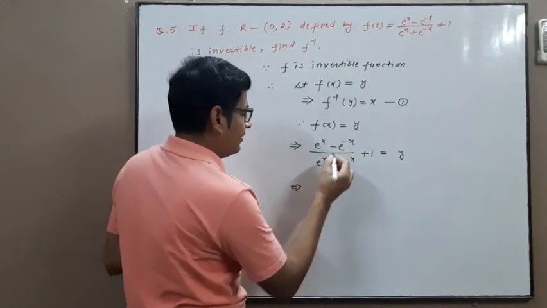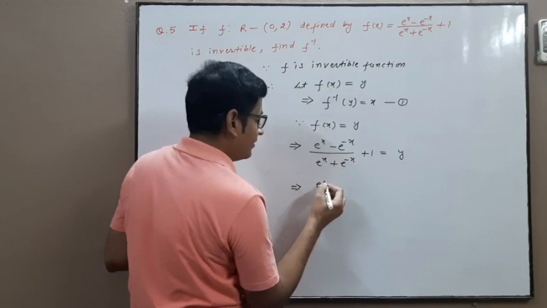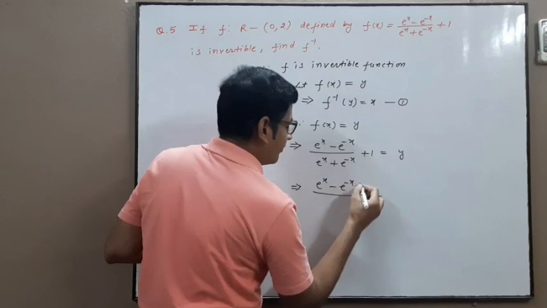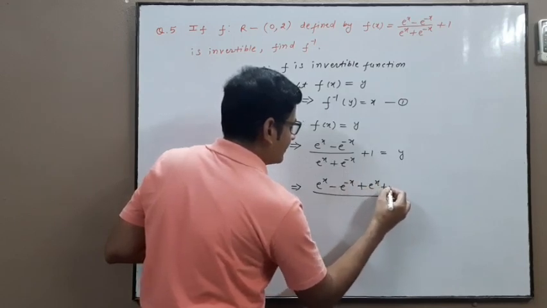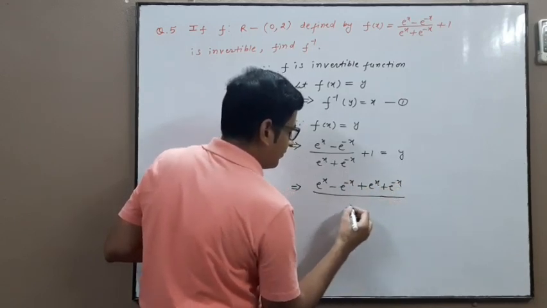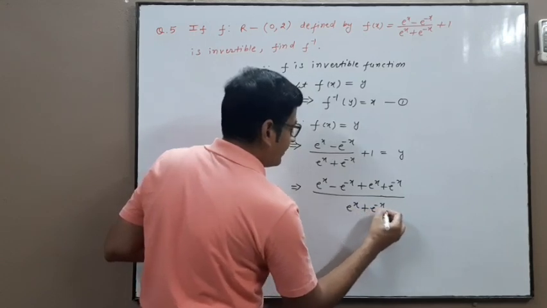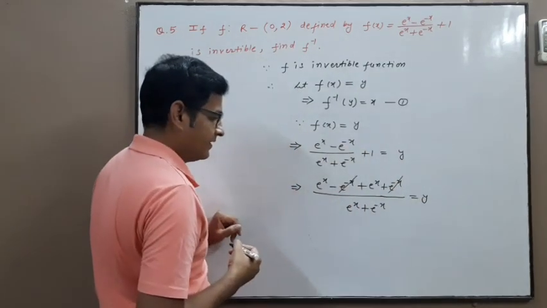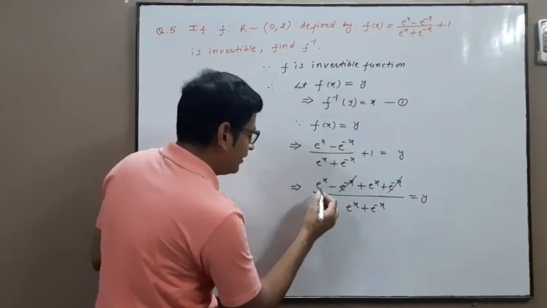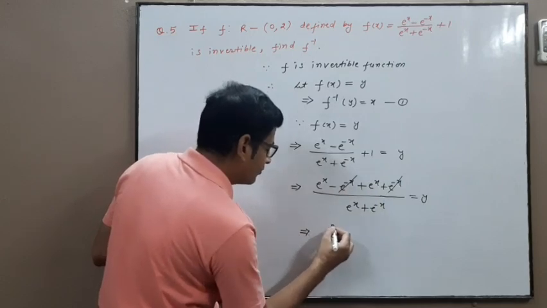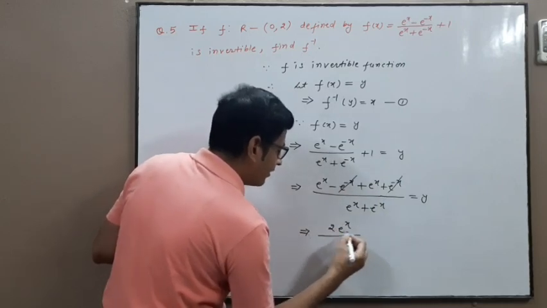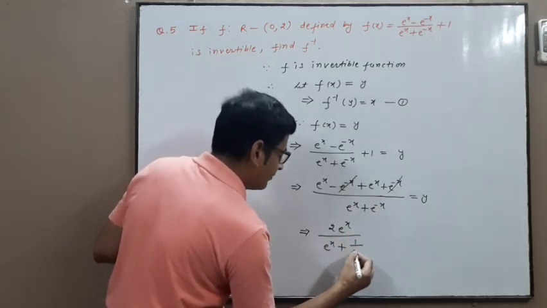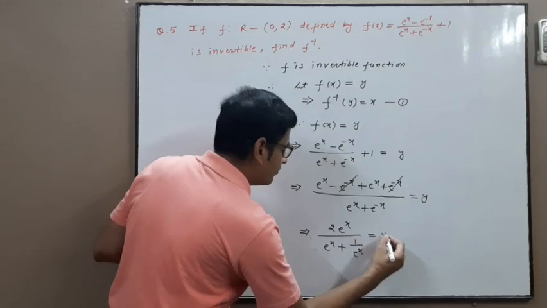Next step, taking LCM, so e to the power x minus e to the power minus x plus e to the power x plus e to the power minus x upon e to the power x plus e to the power minus x equal to y. e to the power minus x and e to the power minus x cancel. Next step, e to the power x plus e to the power x, 2 times e to the power x upon e to the power x plus, in place of e to the power minus x we can write 1 upon e to the power x is equal to y.